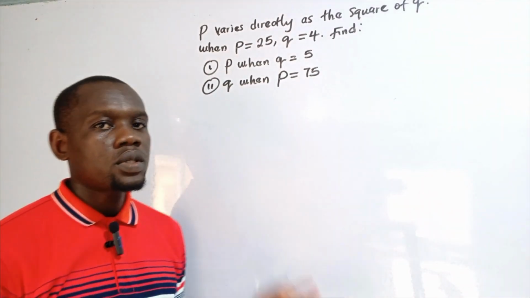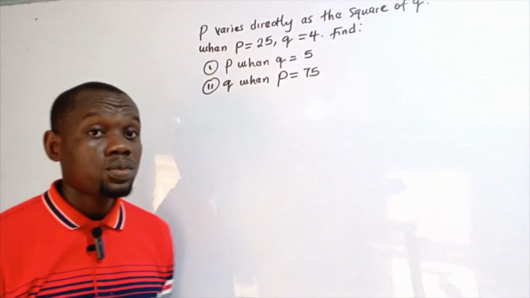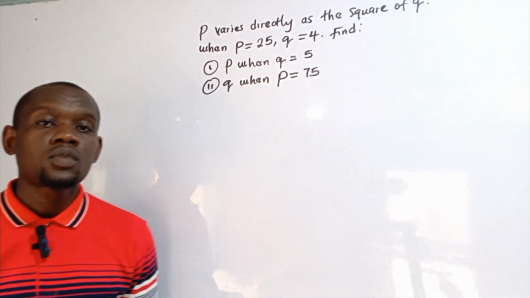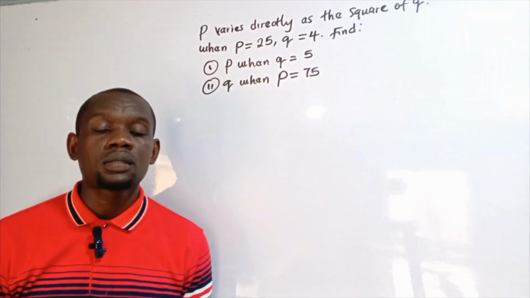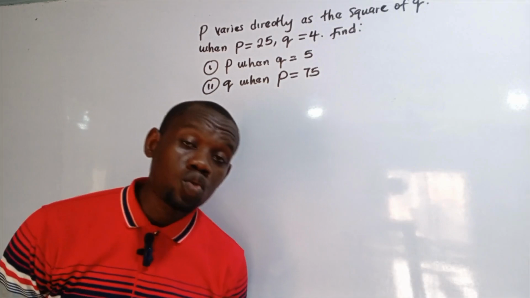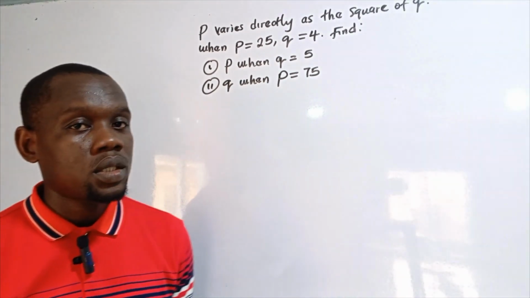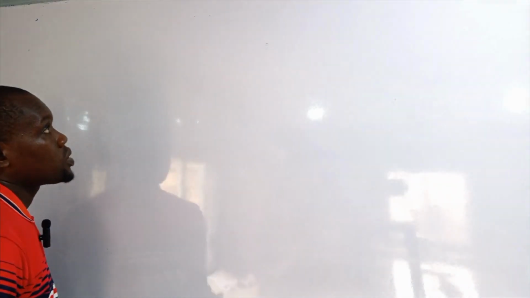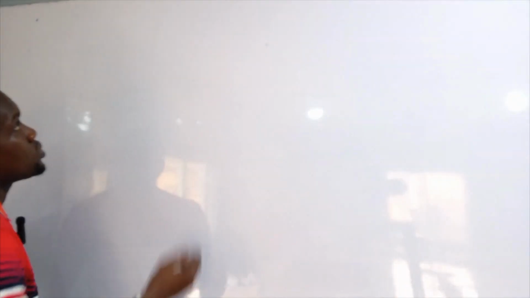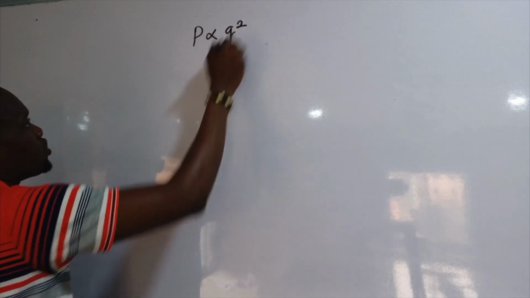Now, if you look at this question, we discover that we're not told to find the relationship. And like I said earlier, for you to be able to solve questions like this, you will need to establish the relationship, whether you are told to do so or not. So let us go straight into this. We're told from the question that P varies directly with the square of Q.